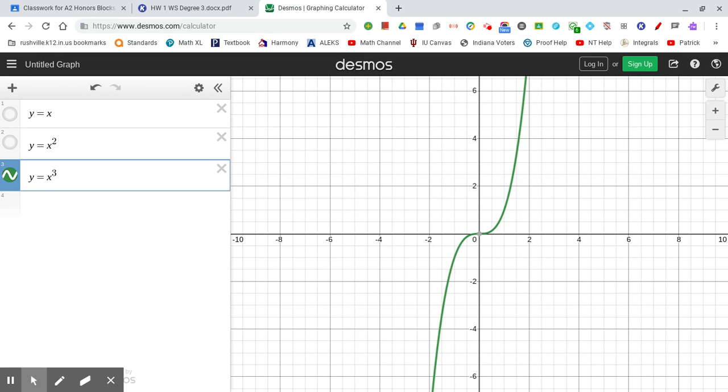And so what the degree 3 tells us is that when we eventually solve these equations that are of degree 3, we are going to have 3 solutions.